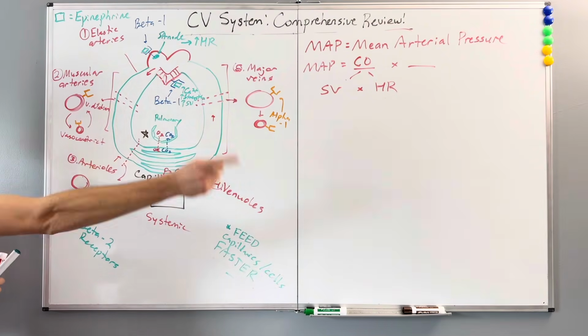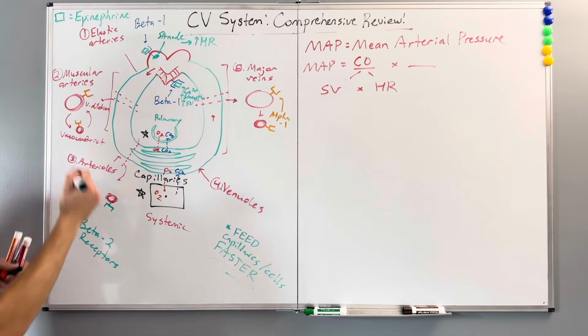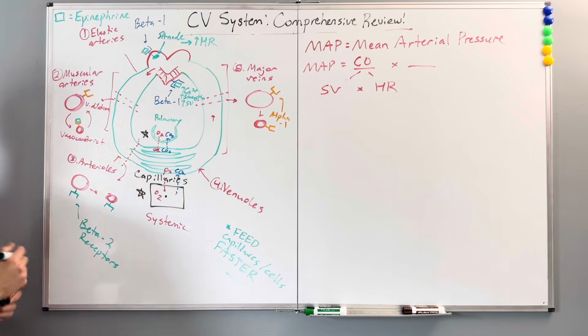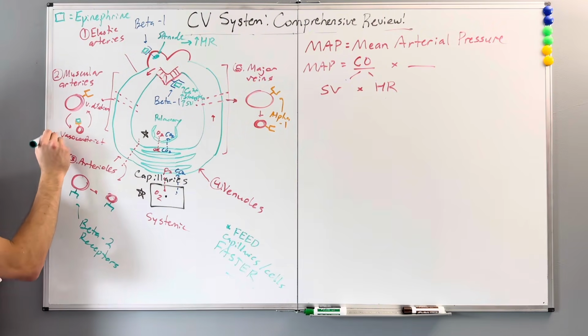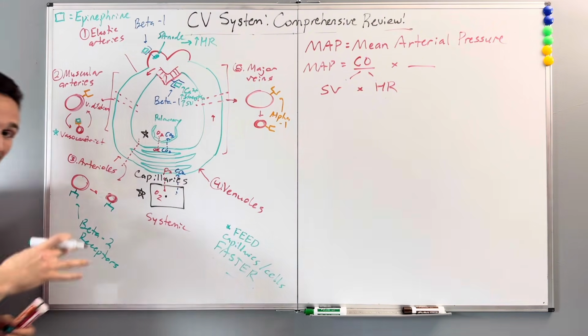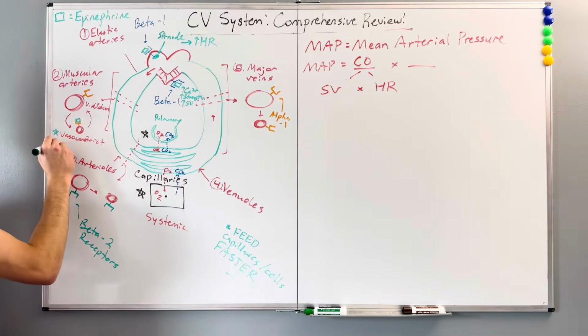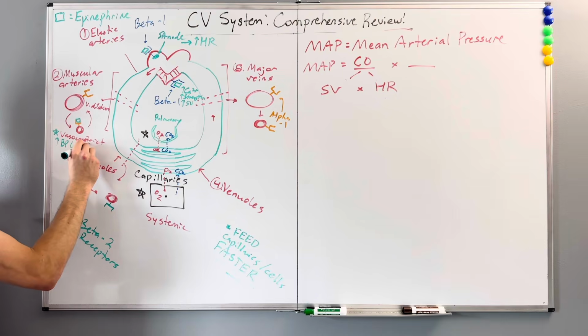But secondly, in the muscular arteries, epinephrine will bind, and check it out. When it is bound to the receptors, what did it do? It vasoconstricted. Anytime we vasoconstrict blood vessels, we're actually going to increase the blood pressure or the mean arterial pressure we'll talk about in a second.